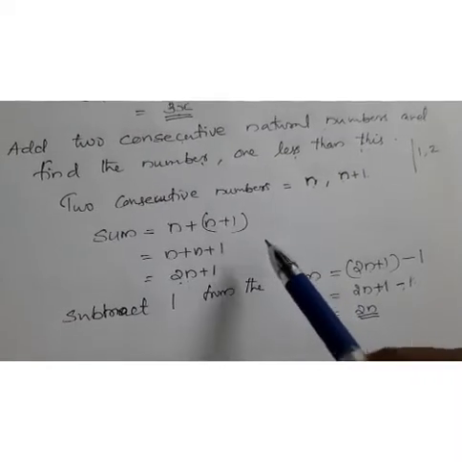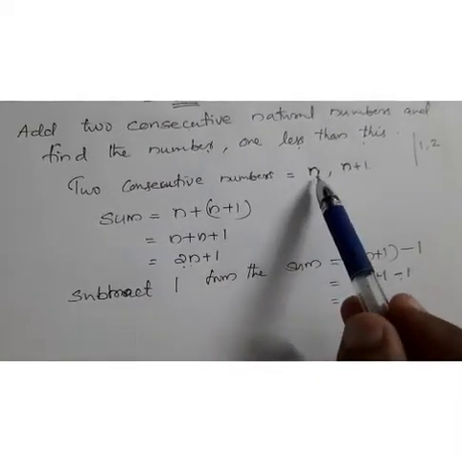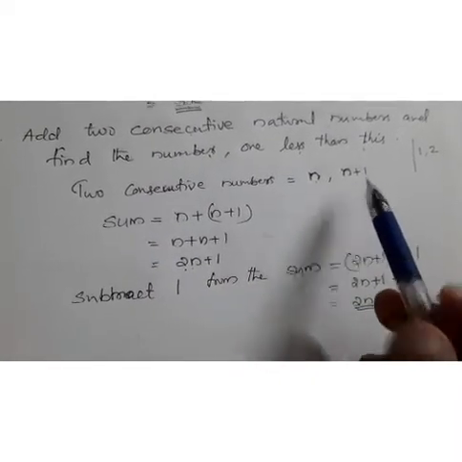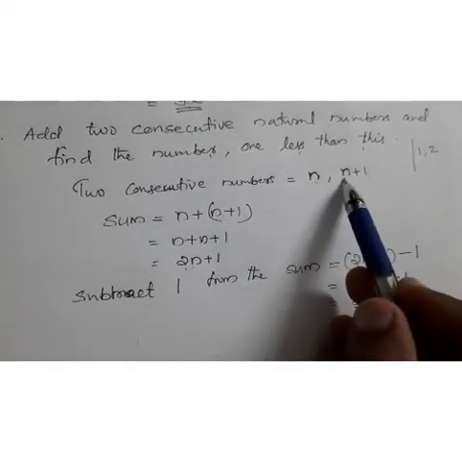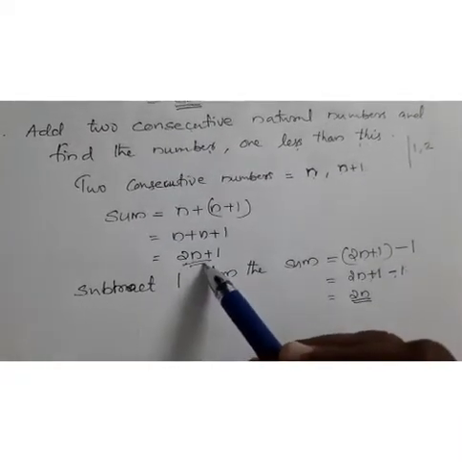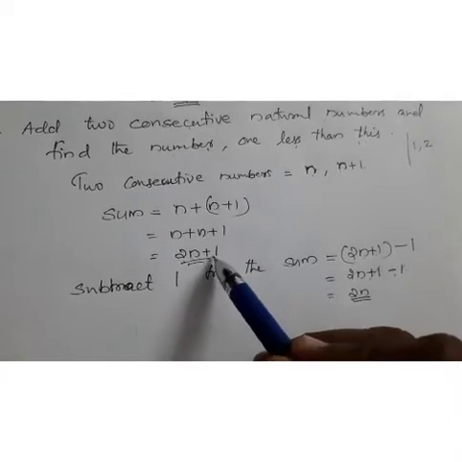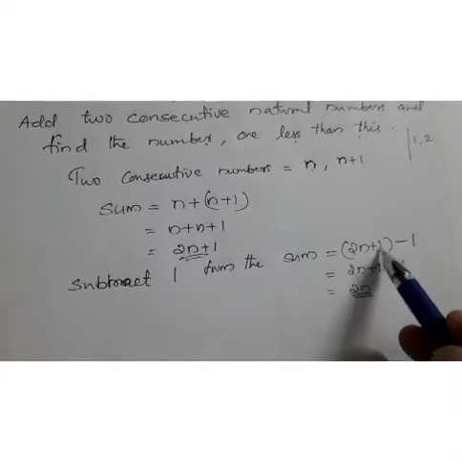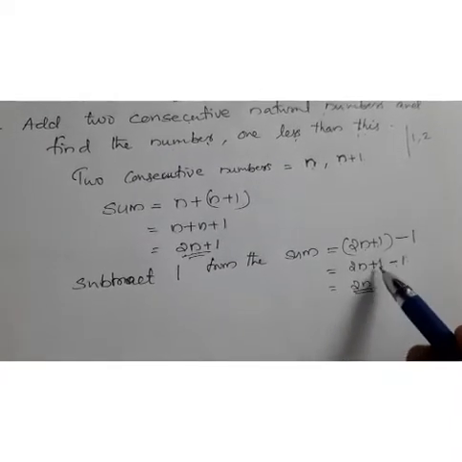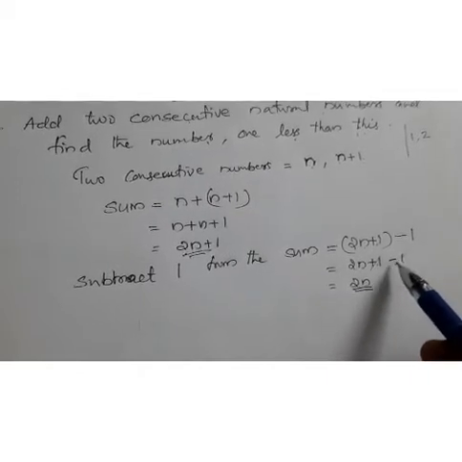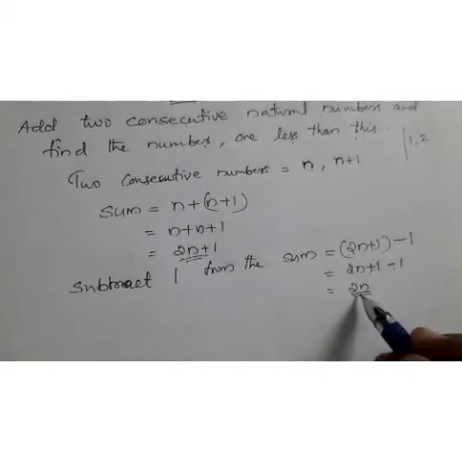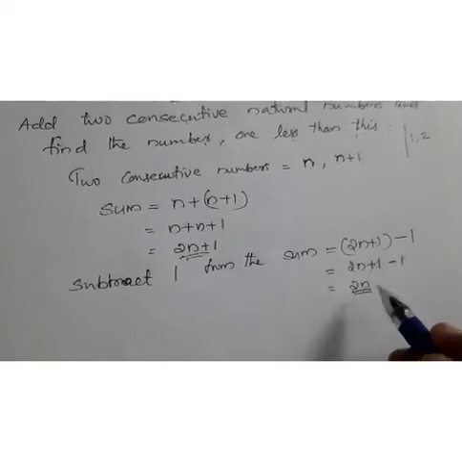So first take consecutive numbers as n and n plus 1. Then you have to take the sum of these two numbers. You will get 2n plus 1. And you have to subtract 1 from this number. So 2n plus 1 minus 1. Plus 1 and minus 1 will be cancelled. The answer will be 2n.